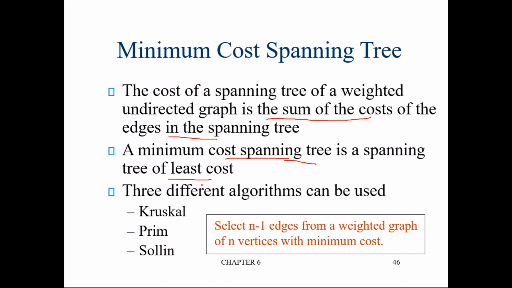There are three algorithms to identify the minimal cost spanning tree: Kruskal's algorithm, Prim's algorithm, and Sollin's algorithm. In today's session, we'll be discussing Kruskal's algorithm. Of course, the minimal cost spanning tree will have n minus 1 edges. So we have to select such n minus 1 edges from the weighted graph in such a way that the sum of these edge costs is minimum.